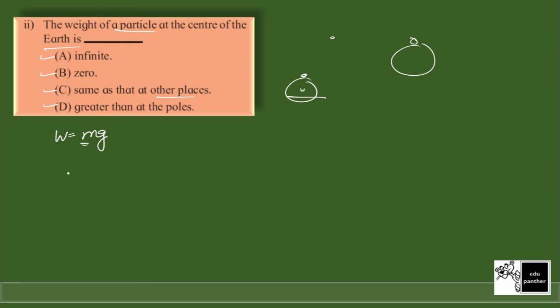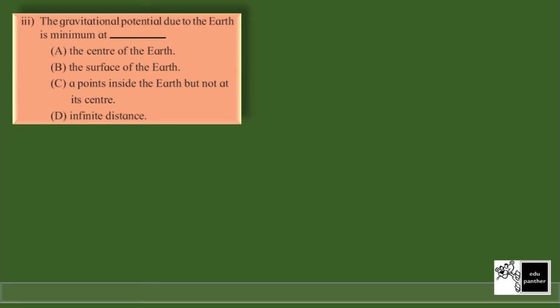Now we know that at the center the value of g is what? 0. See, we know this graph. At revision time we drew this formula graph. So at the center, your g is 0. So definitely your weight will be 0. So at the center you will have 0 weight. Okay, what is weight? Weight is basically the gravitational force exerted by the earth on the object.